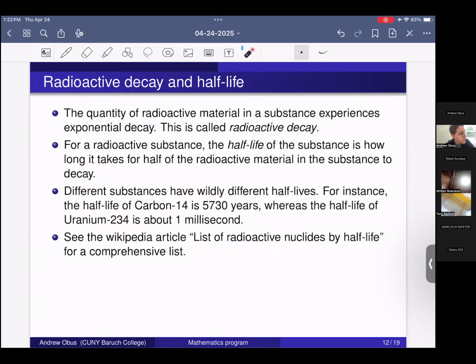So how do we do a problem with radioactive decay and half-life? Remember, a radioactive substance undergoes exponential decay. This is how it works. The rate at which it decays is proportional to the amount of substance that there is. This is how radioactive stuff works.